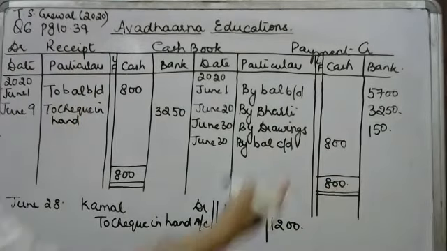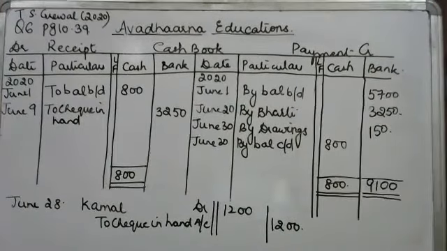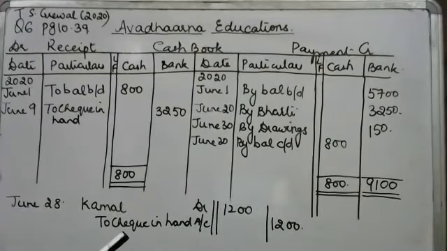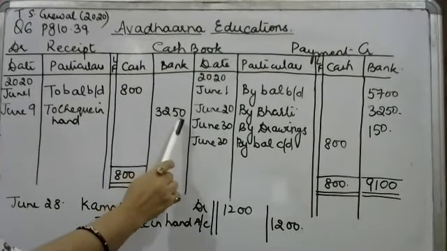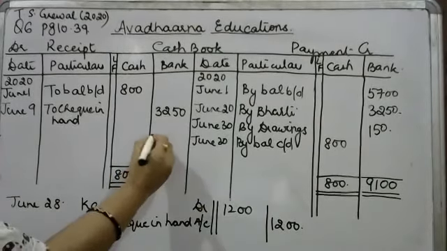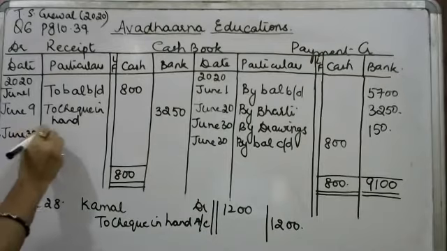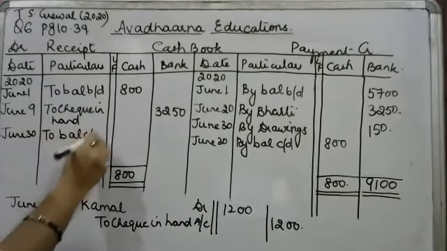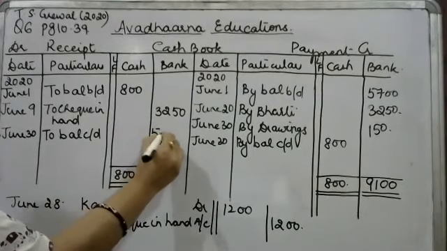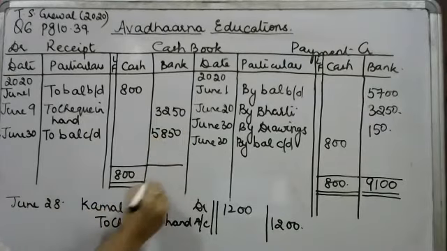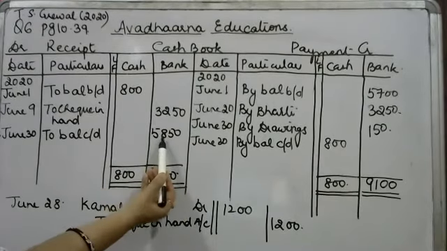Now the total of the payment side of the cash book is, the total of the credit side of the bank column is 9100, and if I subtract 3250 from 9100, we are going to get the balance on the debit side. So on June 30th, it will be balance closed down, and this balance is 5850. So that means that we are having overdraft balance.